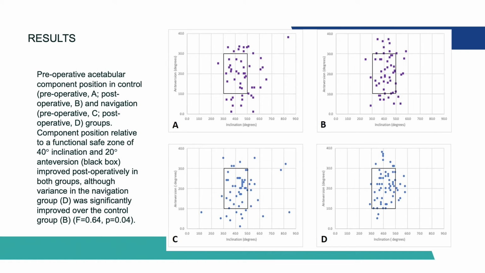Here we have our scatter plots showing pre- and postoperative scattergrams for both the control groups, which are A and B, and the navigation groups, which are C and D. A and C are preoperative, B and D are postoperative. And when you compare B to D, B being the control group and D the navigation, you can see a much tighter grouping of our acetabular component position in the navigation group compared to the control group. This did reach statistical significance for anteversion.